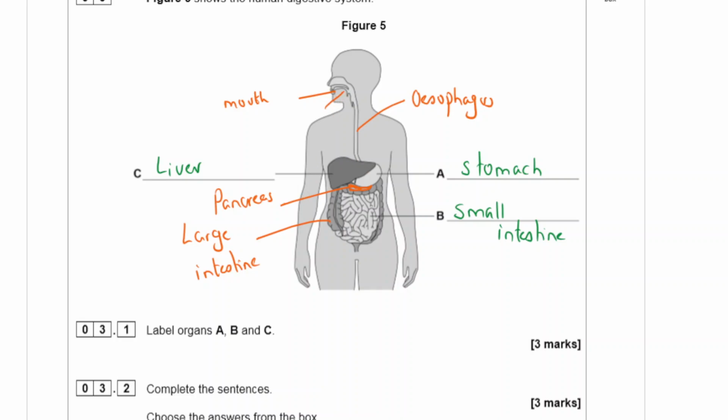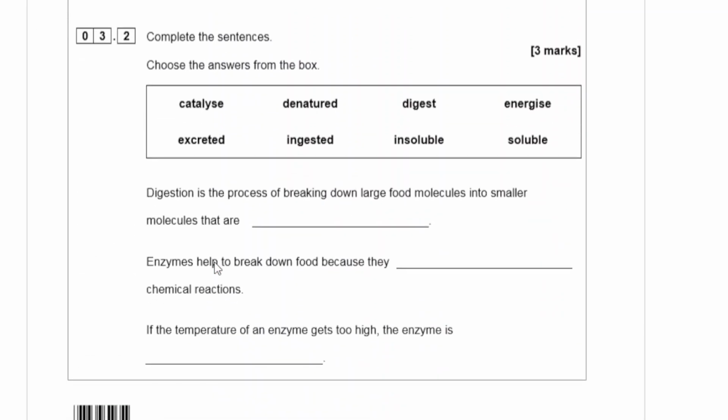Right. Complete the sentences. Choose the answers from the box. Digestion is the process of breaking down large food molecules into smaller molecules that are soluble. Now, large food molecules are insoluble, so you want to break them down so that they are soluble. Enzymes help to break down food because they catalyze, which is basically to speed up chemical reactions without being used up. Remember, this comes from chemistry.